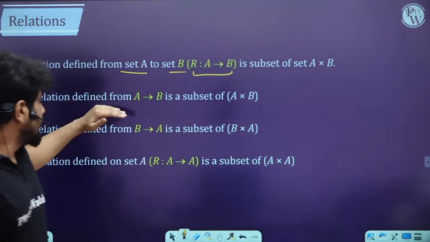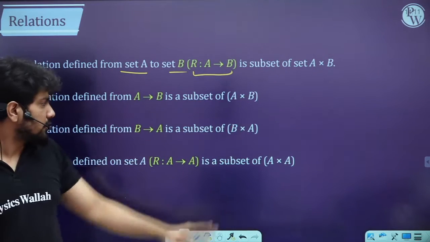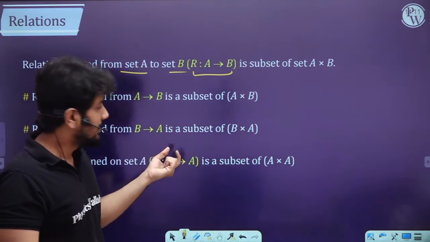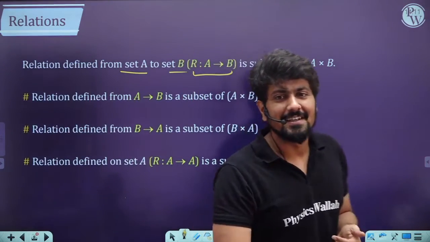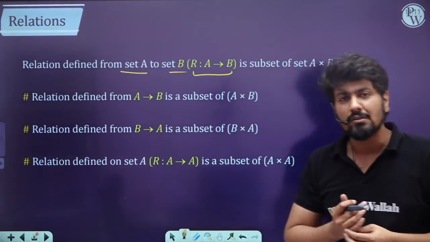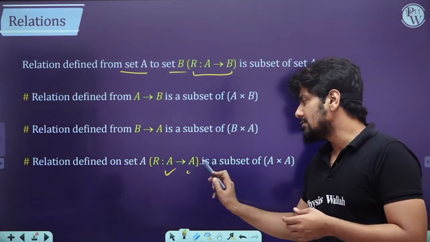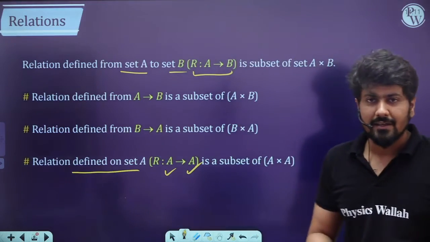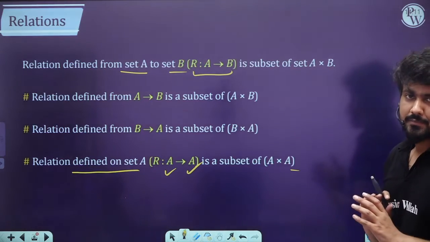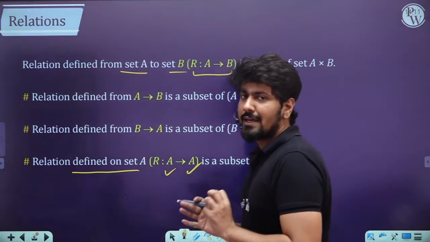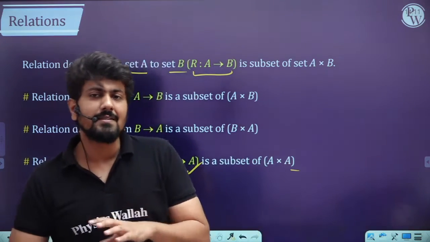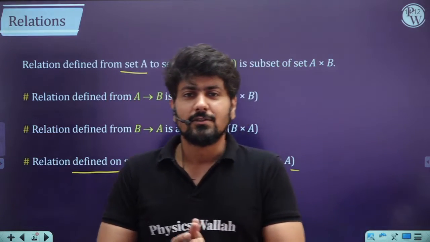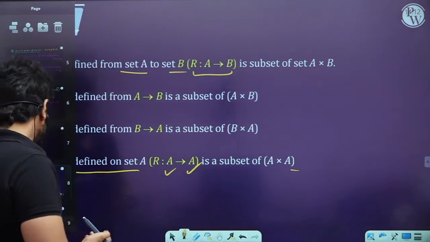Now, a relation defined from A to B is a subset of A cross B. If I want to define a relation from B to A, that will be a subset of B cross A. We also define a relation from set A to set A only, which is known as a relation defined on set A. That will be a subset of A cross A. So any subset of A cross B will be a relation from A to B, and any subset of B cross A will be a relation from B to A. This is how we can define relations.